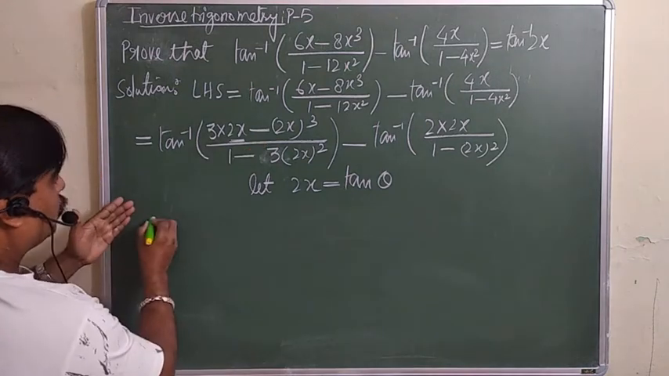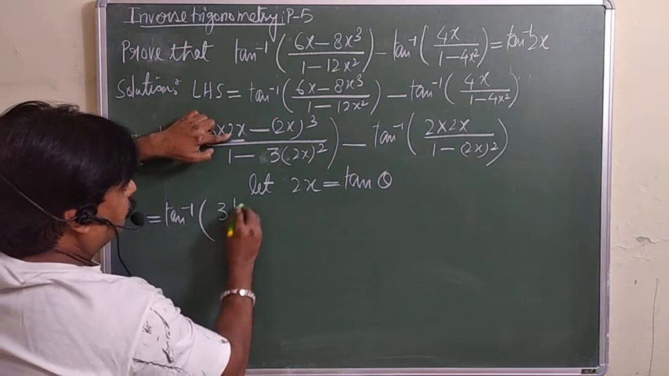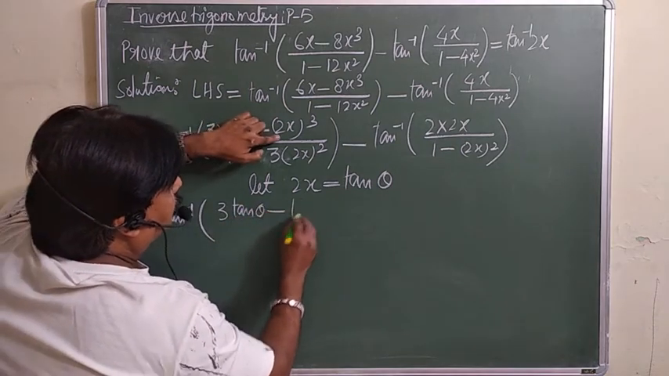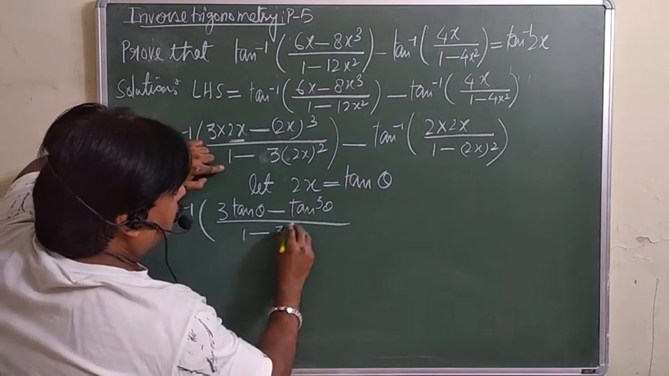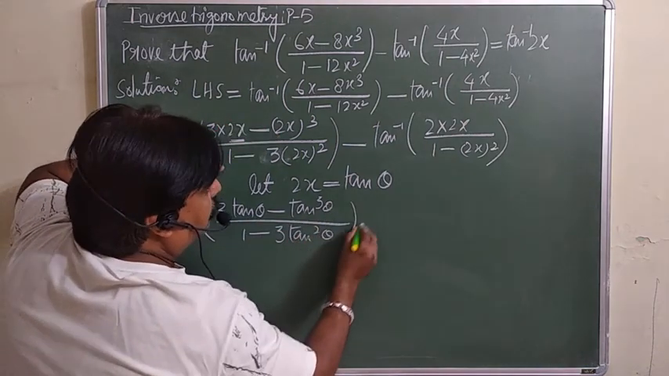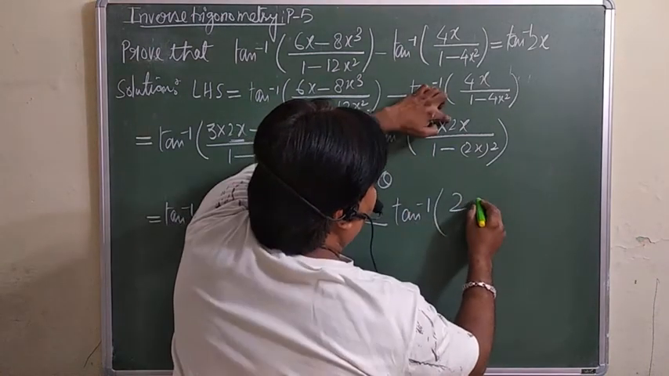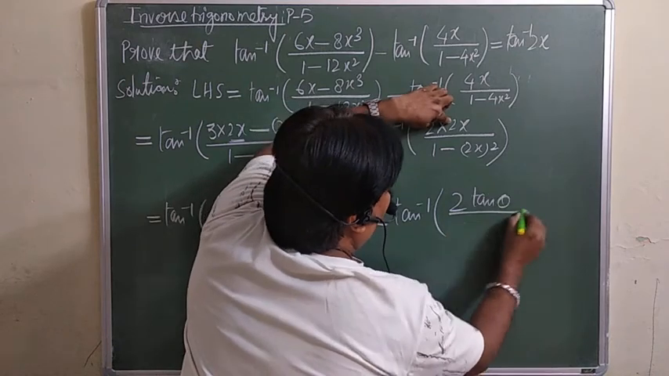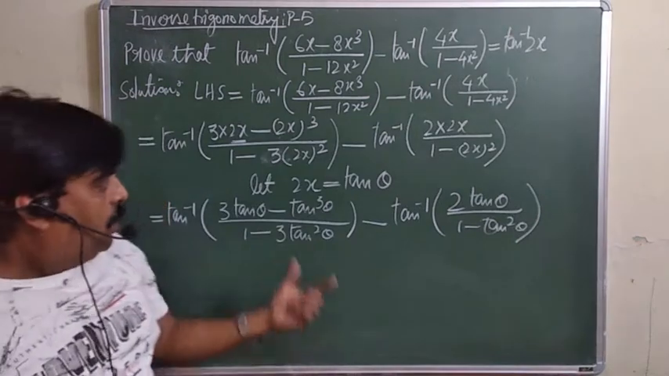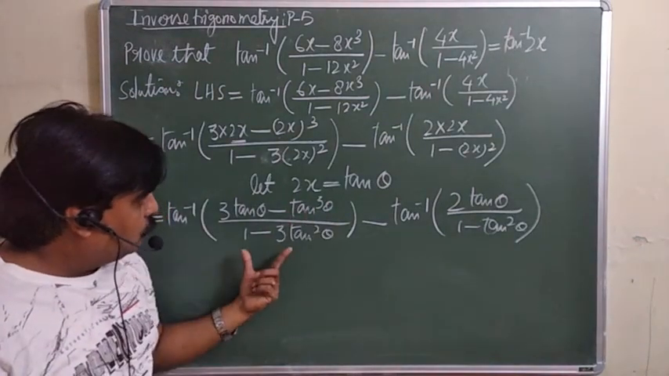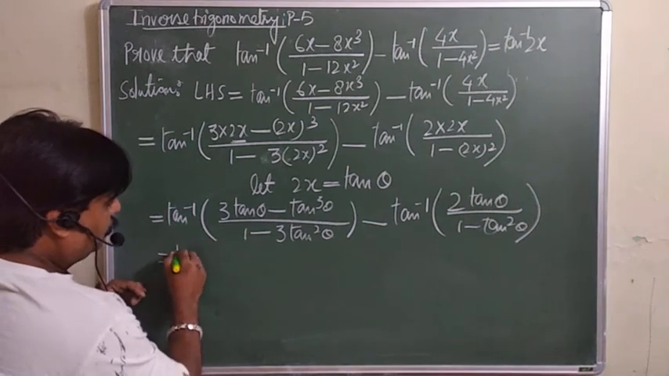So what you will get is here only: this is your tan inverse of (3 tan theta minus tan cube theta over 1 minus 3 tan square theta). Similarly, here is tan inverse of (2x), which we assumed is tan theta over 1 minus tan square theta. But 3 tan theta minus tan cube theta over 1 minus 3 tan square theta is equal to tan theta. This is already we know that.